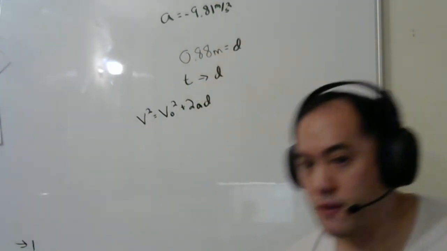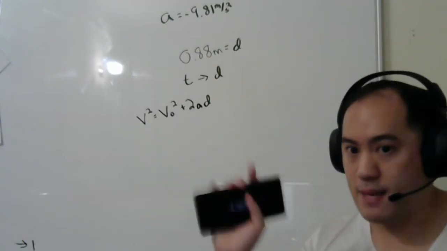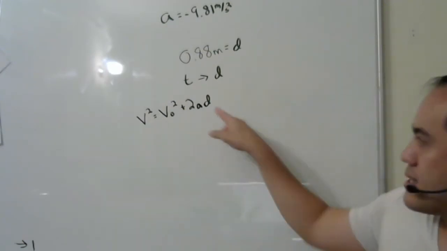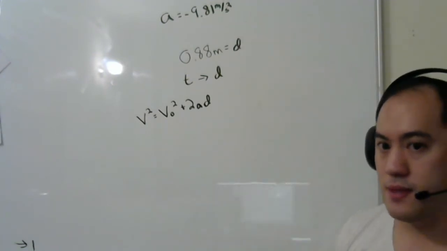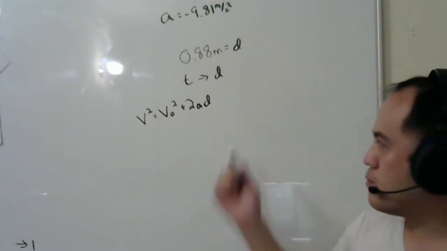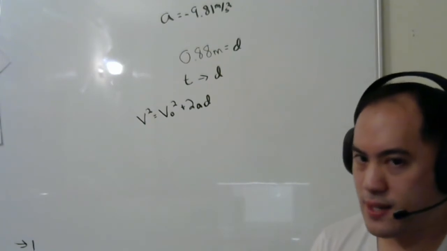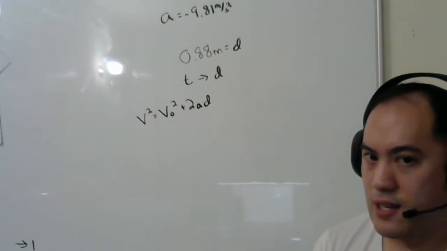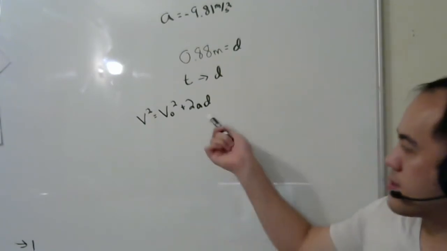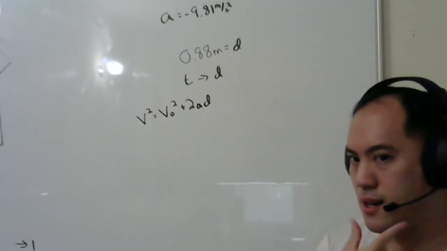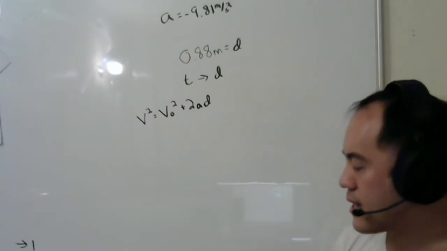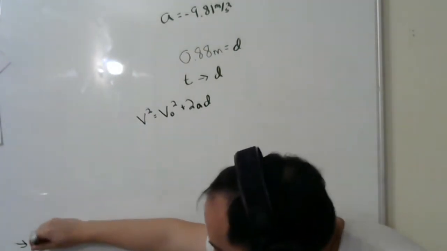If I throw my phone up in the air and I catch it at the same height, its displacement is not the height up and the height back down. The displacement is 0. If d is 0, does that mean v and v naught are the same? Look at this formula. If d is 0, are v and v naught the same thing, the same value? Tell me what you think.